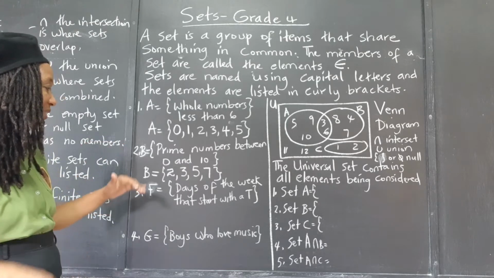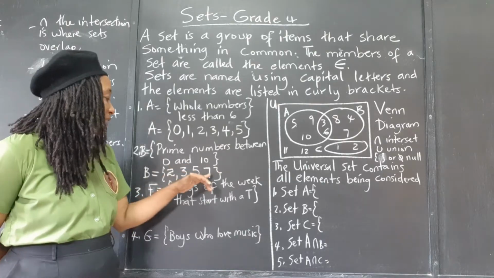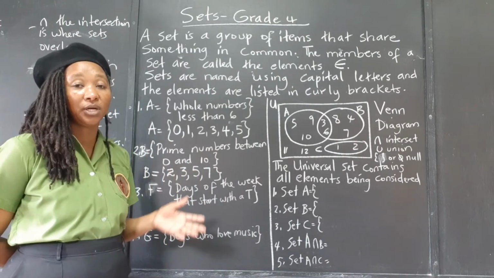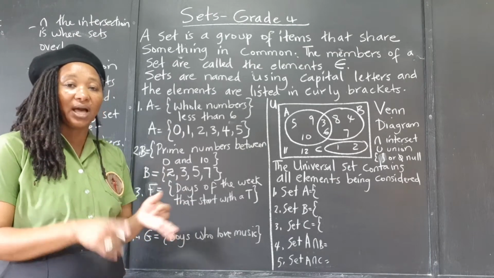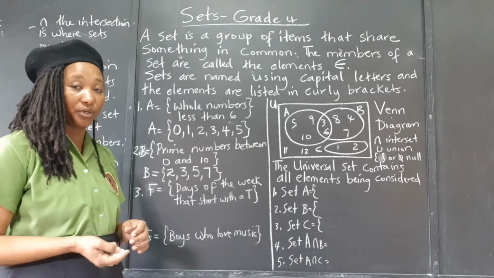The prime numbers that fall between 0 and 10. So all these numbers are prime because they only have 2 factors. Only 2 numbers can go into them exactly. They can go into themselves and 1 can go into them. That's what defines them as prime numbers.